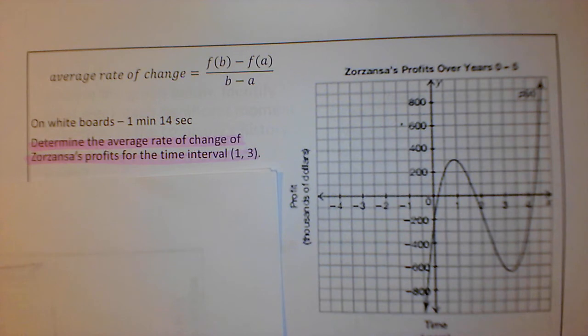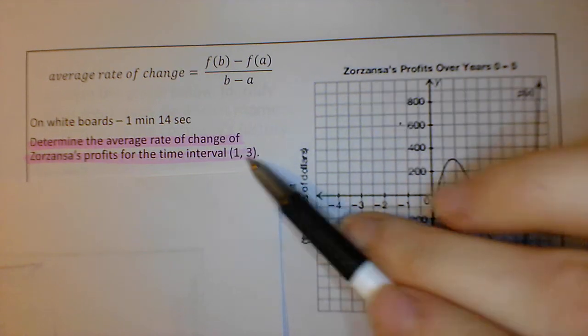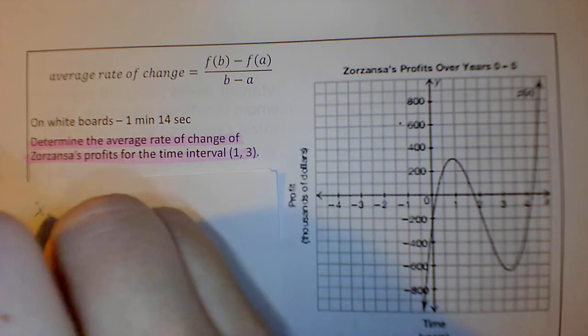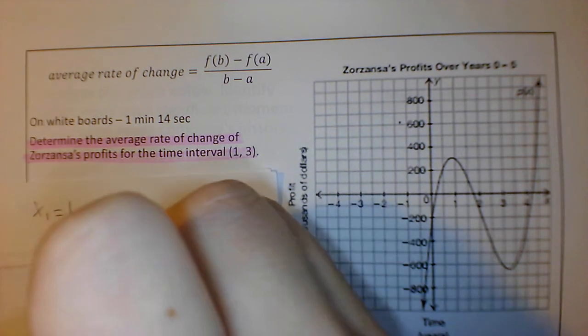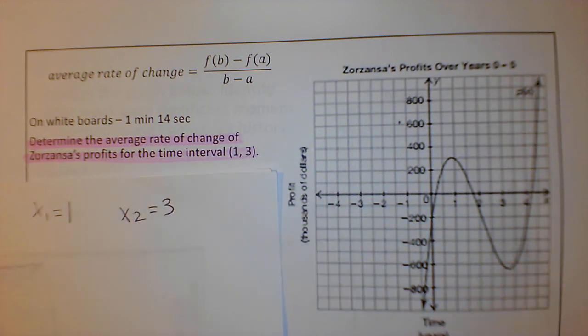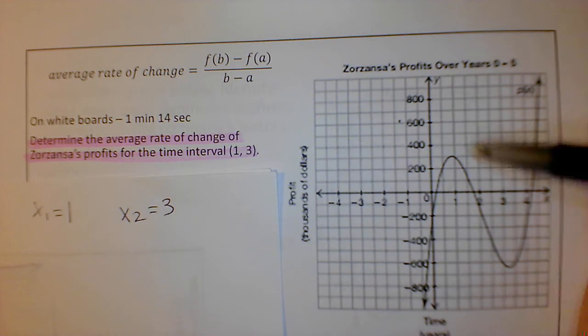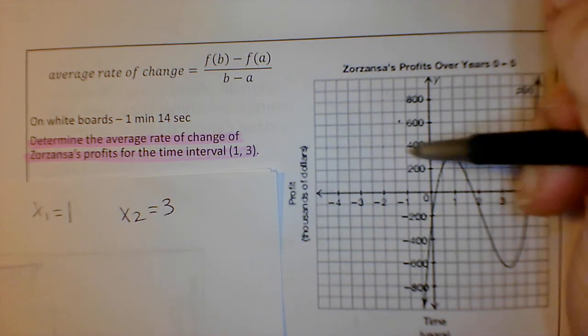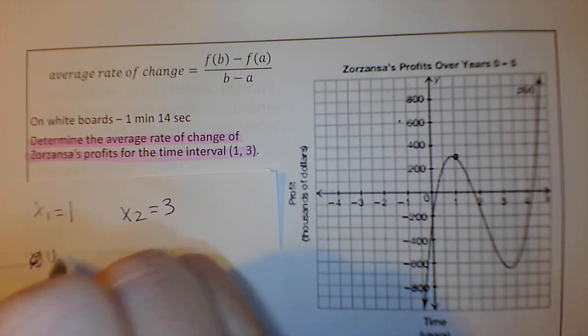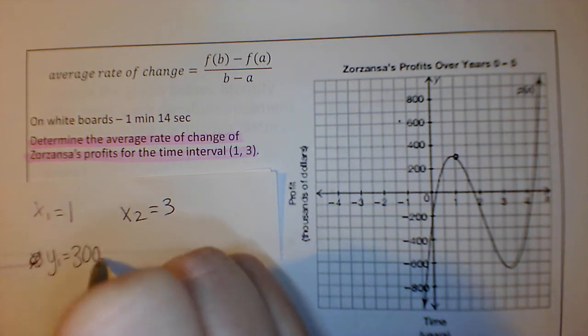So the first thing that I'm going to do is pick one of these to be x1 and one to be x2. So x1 is going to be 1, x2 is going to be 3, and now I need to find those y values at those places. So when x equals 1, I'm at about 300. Y1 is about 300,000.